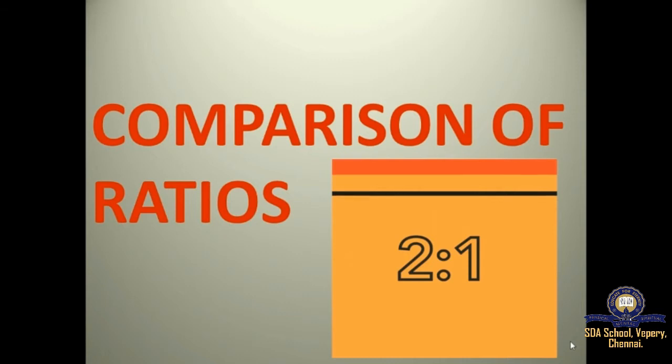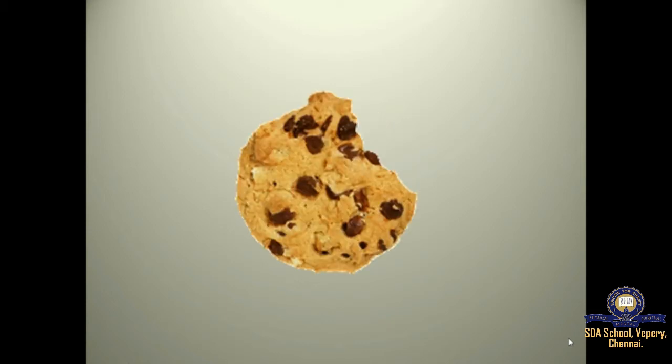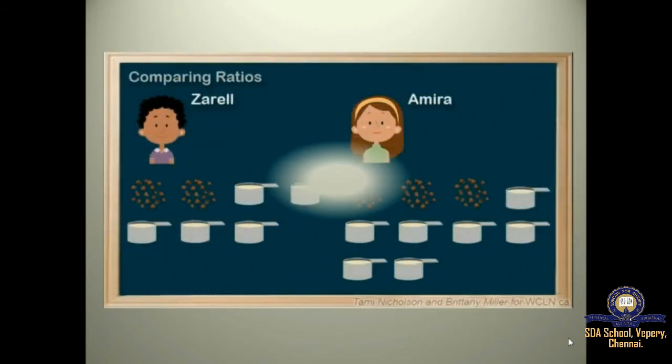Okay. So now we'll be moving to comparison of ratios, okay? So let's say you want to eat some cookies and you want the ones with most chocolate chips, okay? Now this is Zarel and this is Amera, okay? So Zarel makes cookies with 2 cups of chocolate chips to 5 cups of cookie dough, okay? Whereas Amera makes 3 cups of chocolate chips to 7 cups of cookie dough. Which cookie will have a higher ratio of chocolate chips to cookie dough?